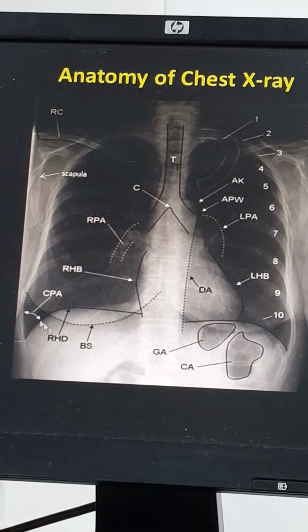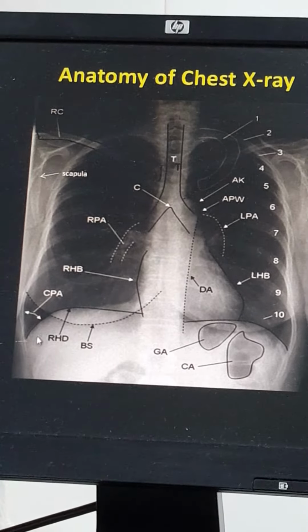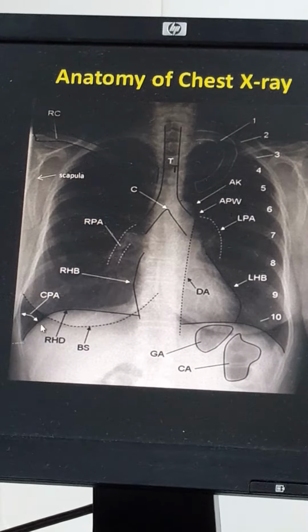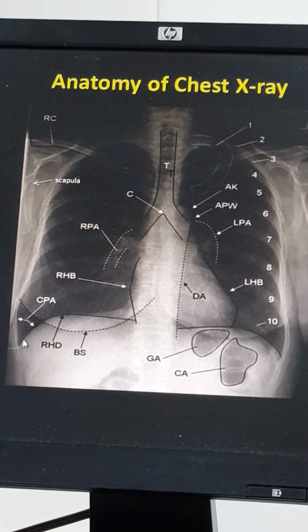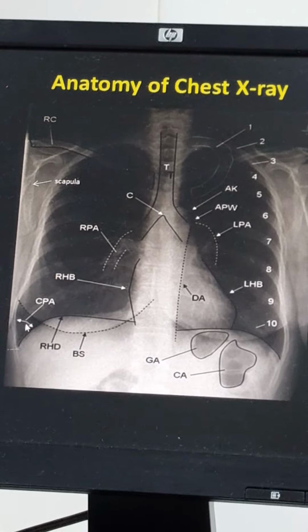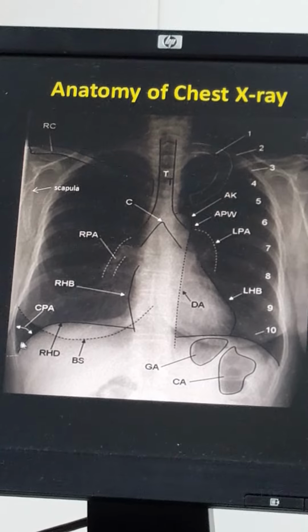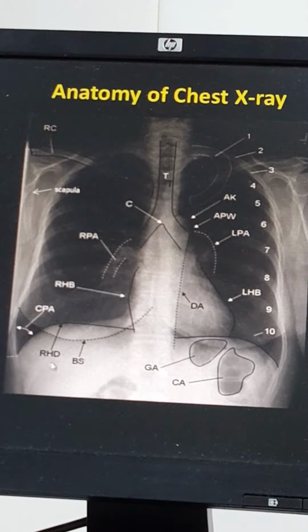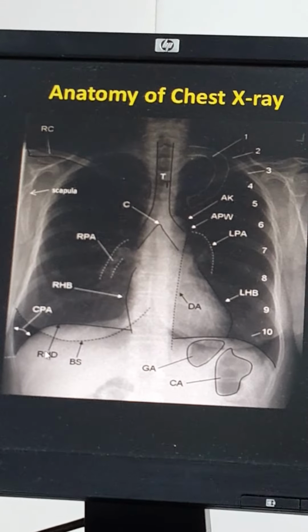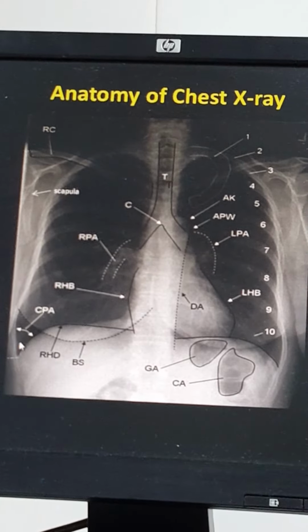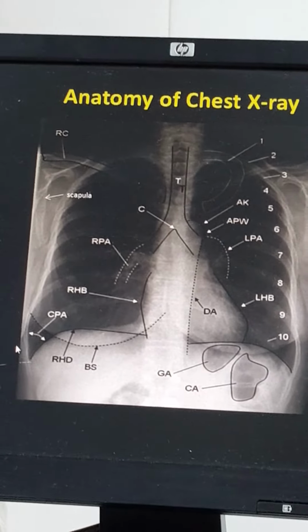But in general, the costophrenic angle is sharp on both sides. So that is the costophrenic angle. On a PA view, if the costophrenic angle is obliterated due to pleural fluid, how much fluid do you need to obliterate a costophrenic angle? Do you know? You need at least 150 to 200 ml of fluid.